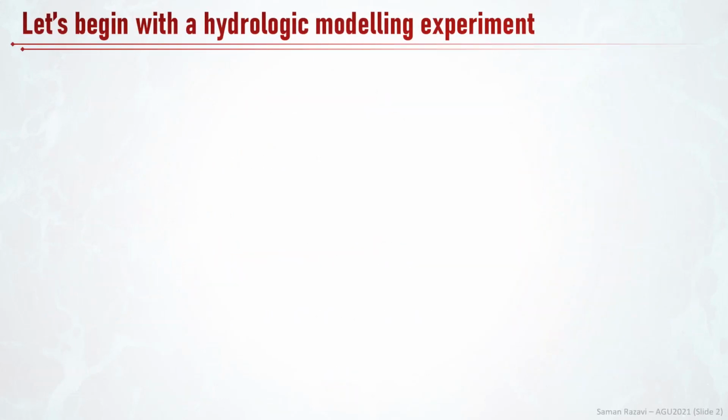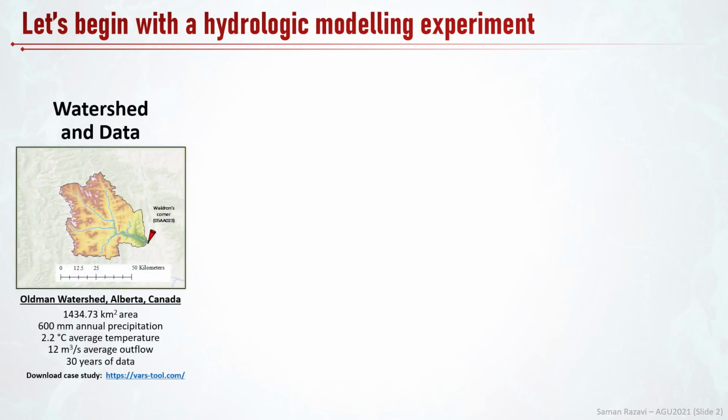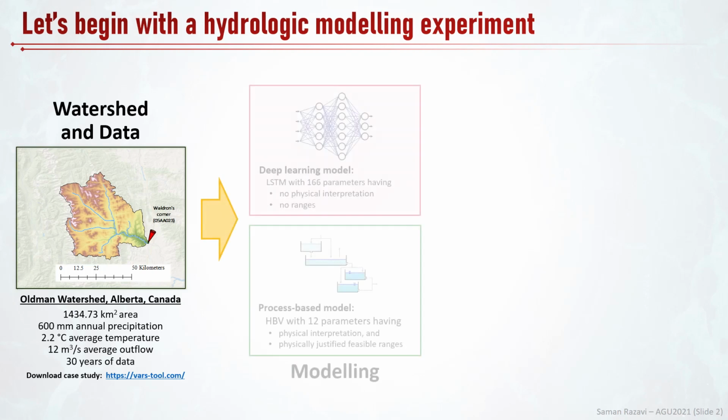Let's begin with a fairly simple and typical modeling experiment. The objective of this experiment was to model the hydrologic system of the Oldman River watershed in Alberta, Canada, with an area of almost 1,500 square kilometers. On average, this watershed receives about 600 millimeters of precipitation, rainfall plus snowfall annually. It has a long-term average temperature of 2.2 degrees Celsius and generates about 12 cubic meters per second of river flow. This is a snow-dominated watershed in cold alpine regions of Canada with about 30 years of data.